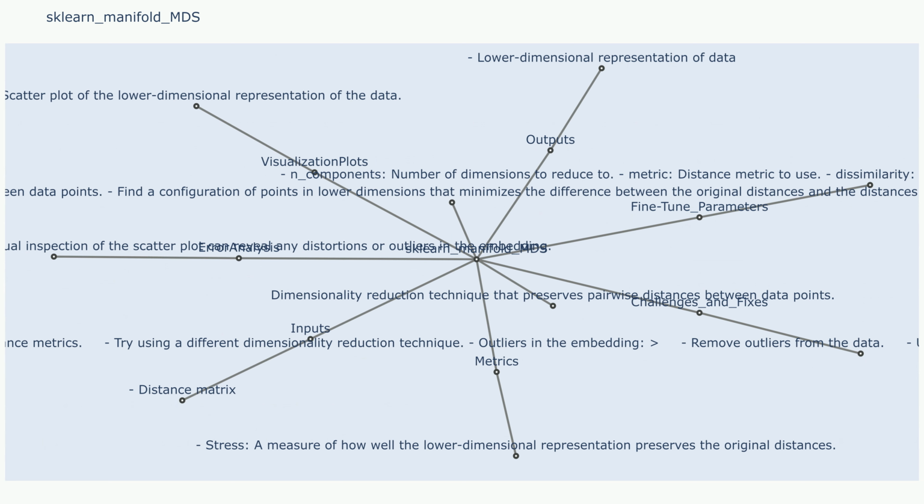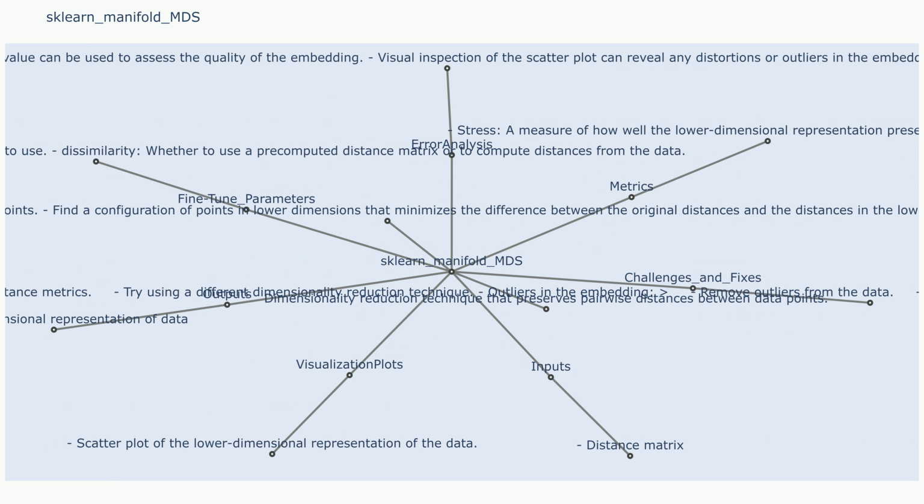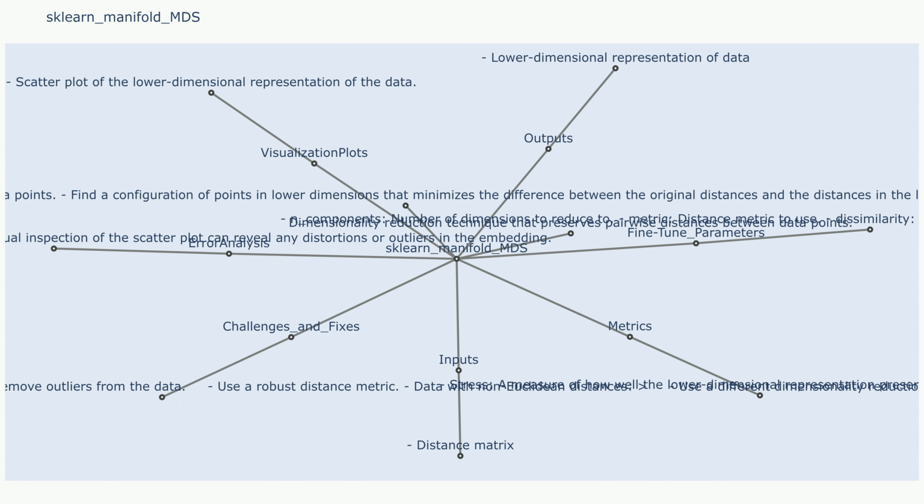Sample use case that resulted in Challenge 1. For example, data with nonlinear relationships may not be well represented by a linear MDS embedding. Fixes to Challenge 1. Consider using nonlinear dimensionality reduction techniques like t-SNE or Isomap. Experiment with different distance metrics that may better capture the data's underlying structure.